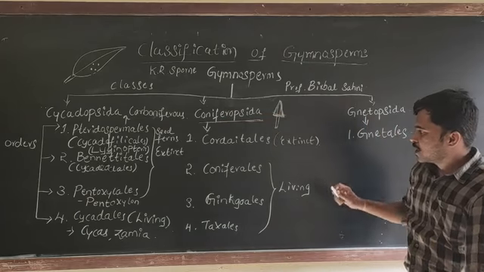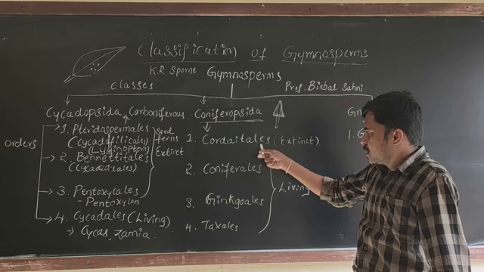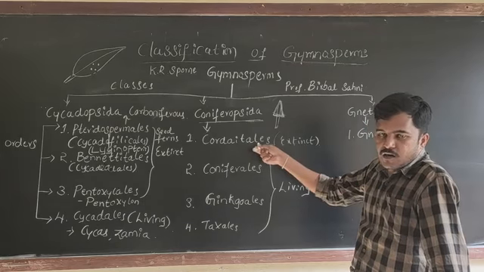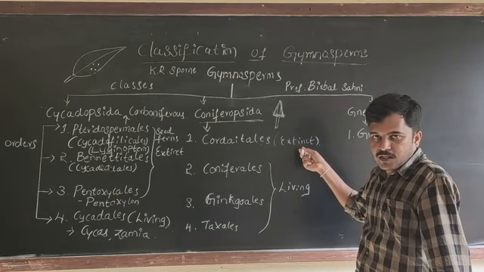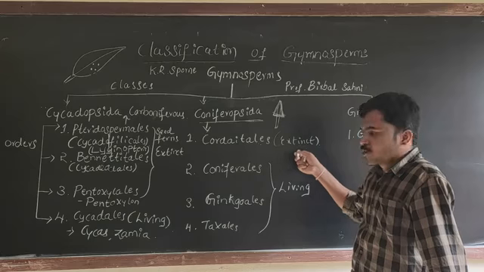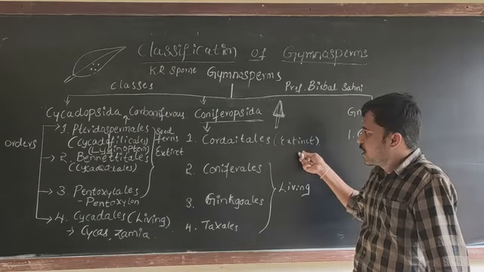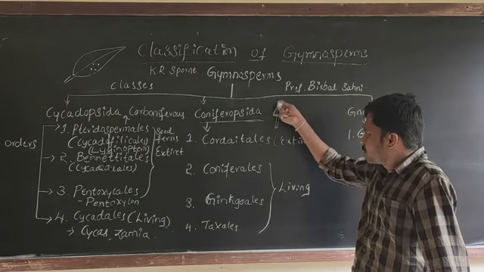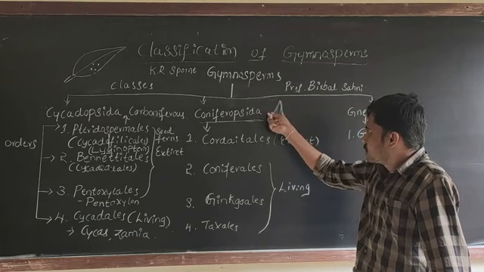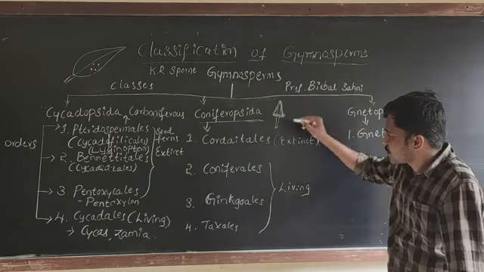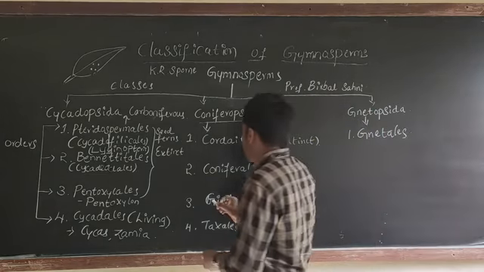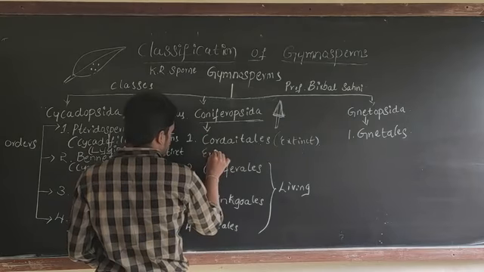If you look at the Cordaitales, all the plants which come under this order are extinct. Most of them were small trees and they bore a cone shaped structure present above the stem or the leaf bearing structure. The best example for this is Cordaites.